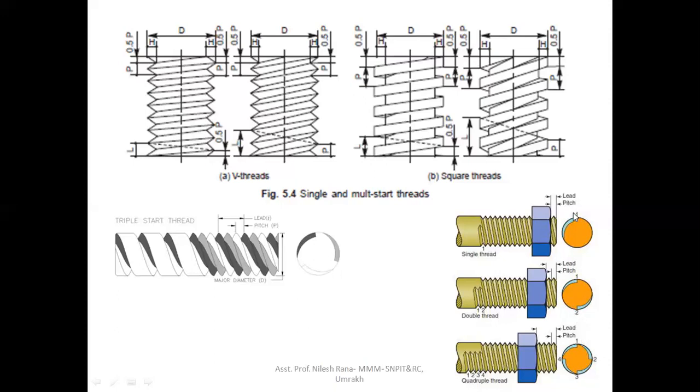Here is 1, 2. Here is 1. Right. So in this case, the nut will revolve one revolution, then the nut will travel the pitch dimension, which means 5 mm. In this case, it will travel 10 mm. In this case, it will travel 20 mm. Okay. So this is called the single start thread and multiple start thread.